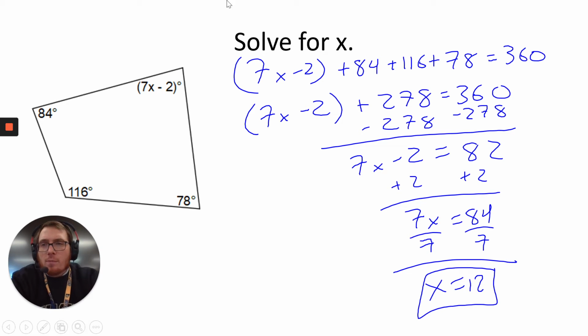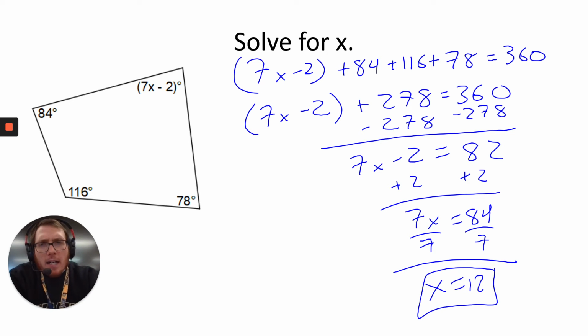For this question, I'm just writing them all out. So 7x minus 2 plus 84 plus 116 plus 78. I just write them all out and they have to add to 360. Now again, I'm not saying it has to look perfectly like this, but you should be able to at any time in these situations get an equation set up that looks like this. You need to be able to show your work. Some of you aren't very good at showing your work on questions when you solve for x and you keep missing points on them because you're not showing appropriate work.